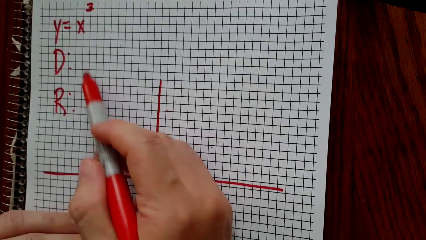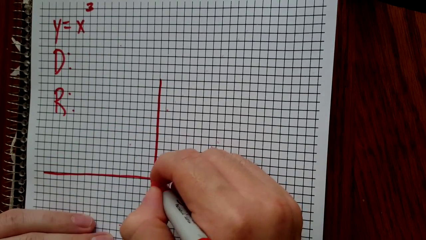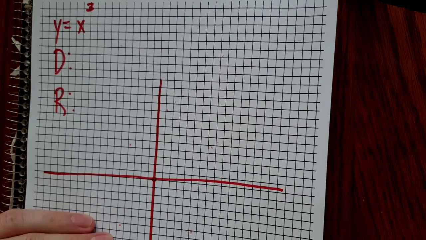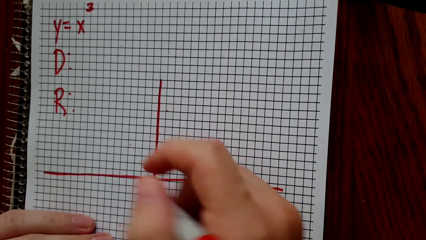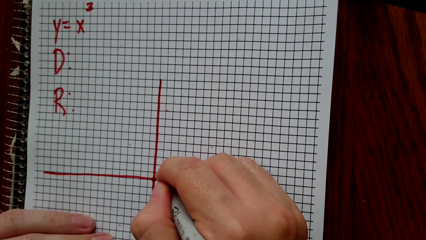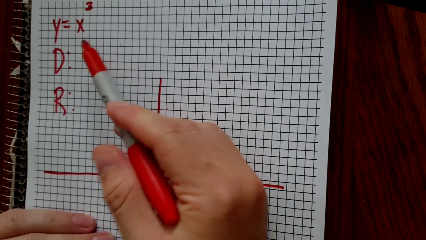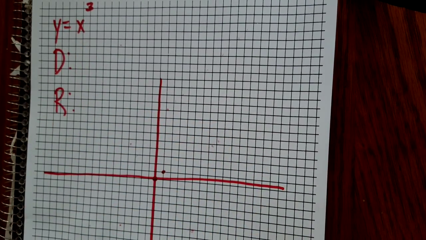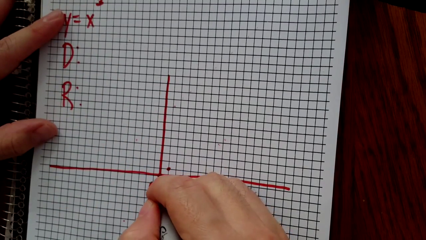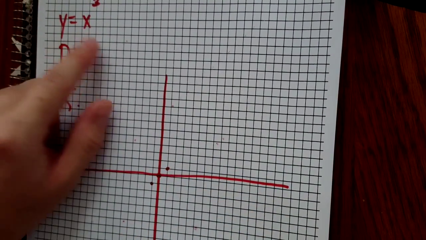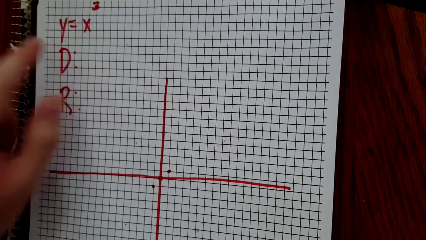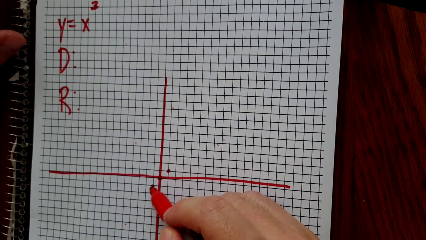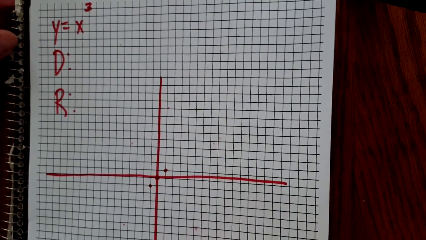When x is 0, guess what? So is y. So there's a point on my graph. When x is 1, 1 to the third is 1, so y is 1. If I plug in negative 1 for x and I cube that, well, negative 1 times negative 1 is positive 1. But then times another negative 1, and I get negative 1. So when x is negative 1, that makes y also negative 1. So that's why I get this point down here.